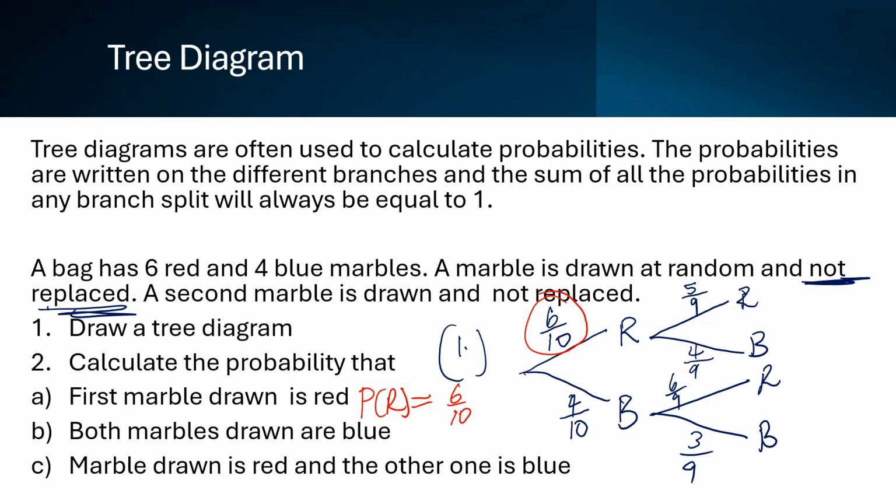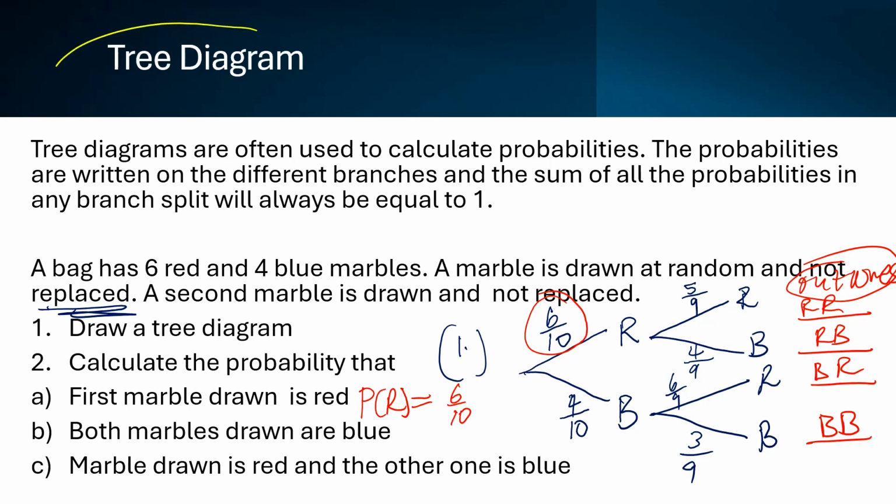I forgot something in this tree diagram, which is to indicate the outcomes. Here I have red and red. Here I have red and blue. Here I have blue and red. Here I have blue and blue. So you must always indicate your outcomes in your tree diagram. Did I say Venn diagram? I think this is a tree diagram, guys. So that is it. Let's go to B.